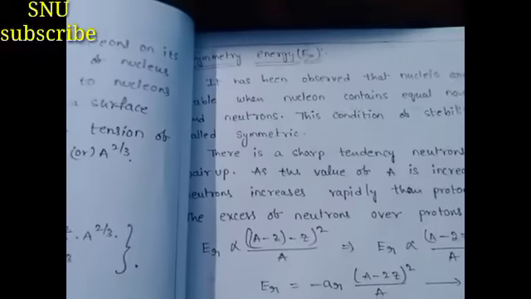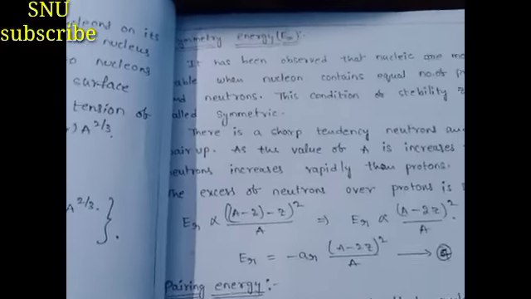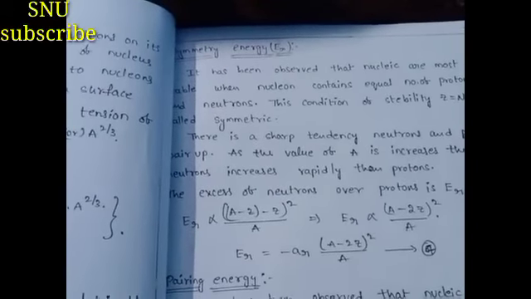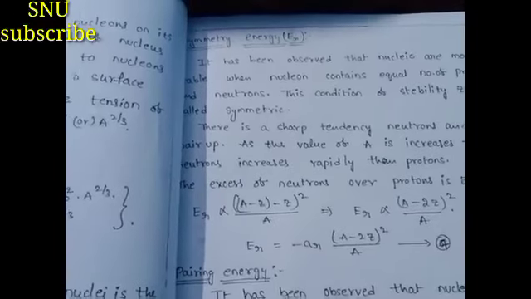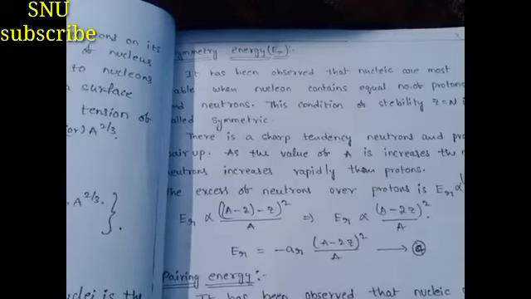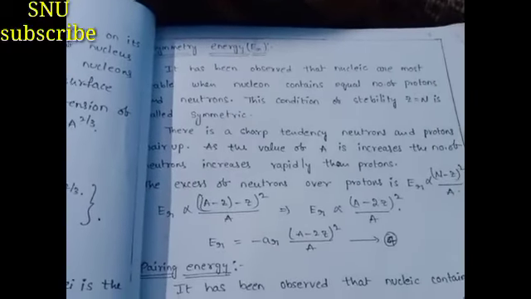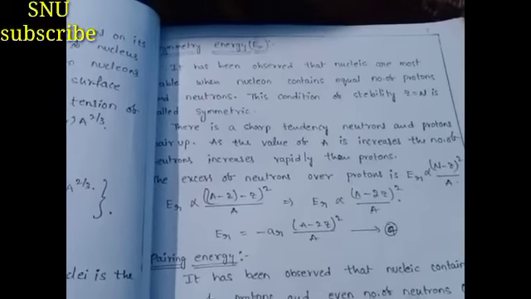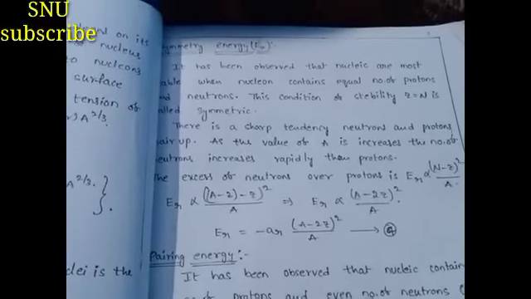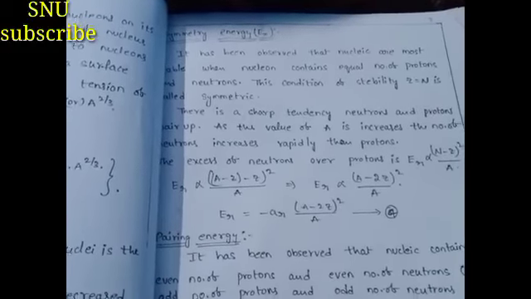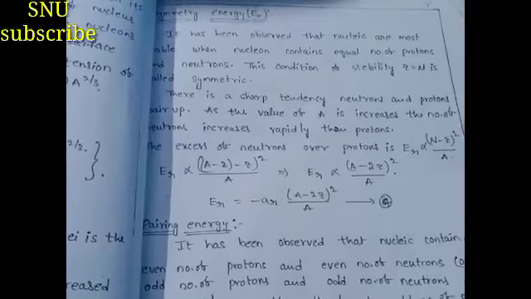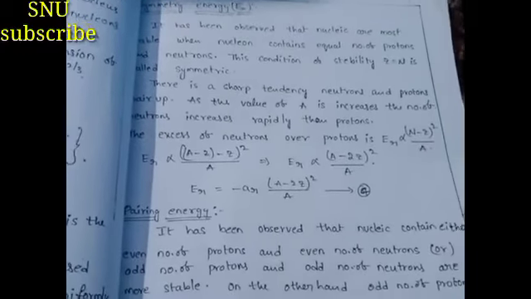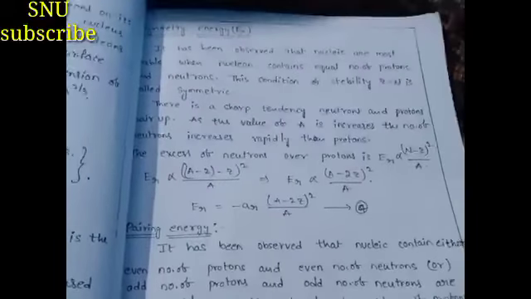Symmetry energy Er. It has been observed that nuclei are most stable when the nucleus contains an equal number of protons and neutrons. This condition of stability, Z equal to N, is called symmetry. There is a strong tendency for neutrons and protons to pair up. As the value of A increases, the number of neutrons increases more rapidly than protons. The excess of neutrons over protons is Er proportional to (N minus Z) squared by A.